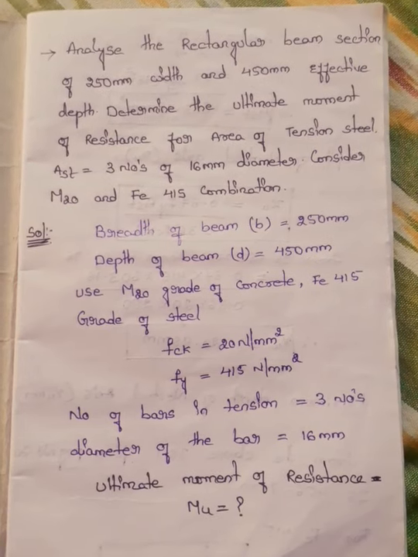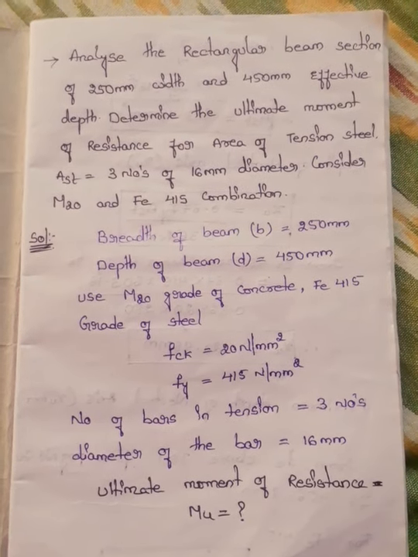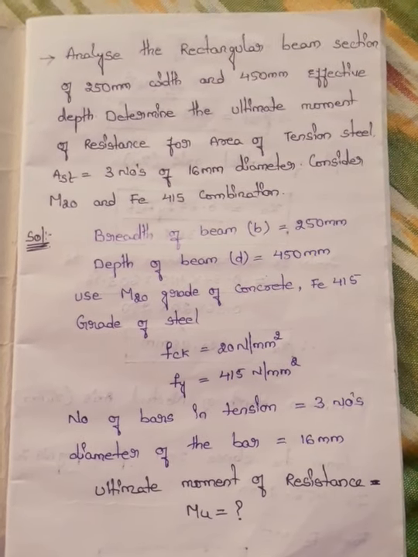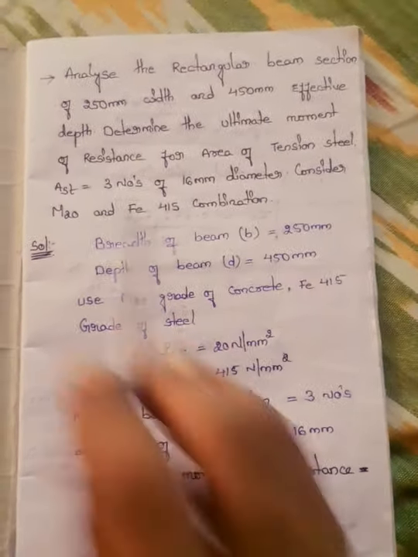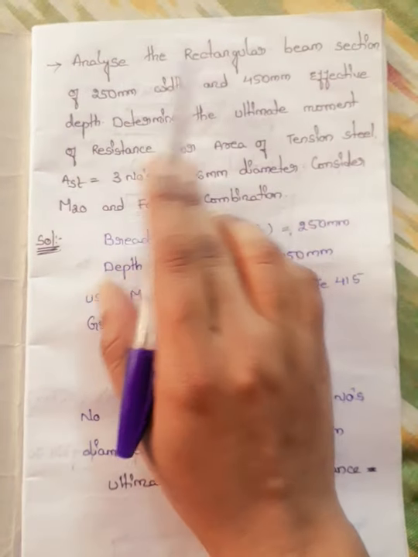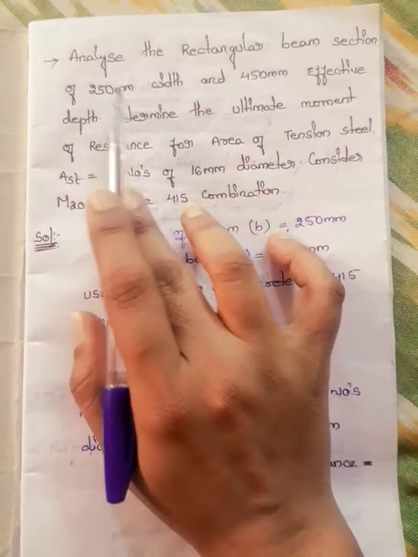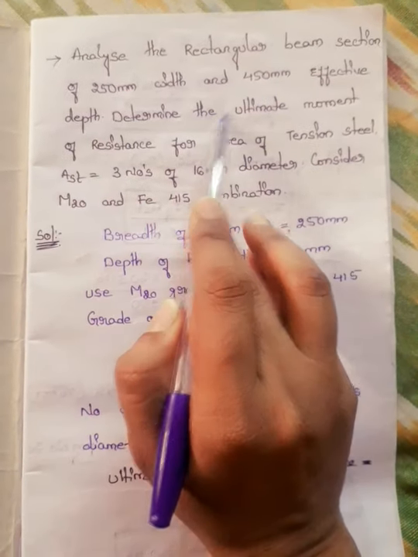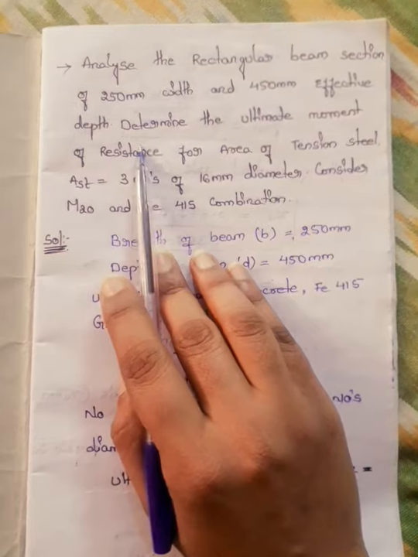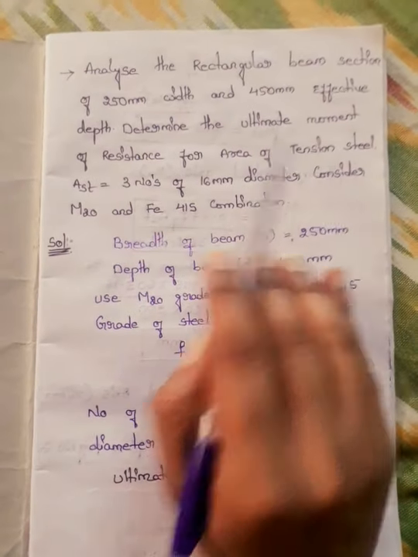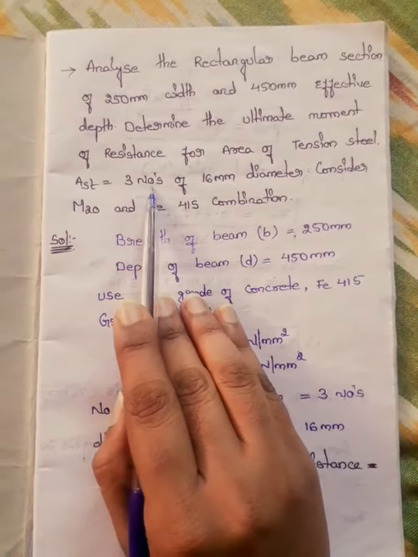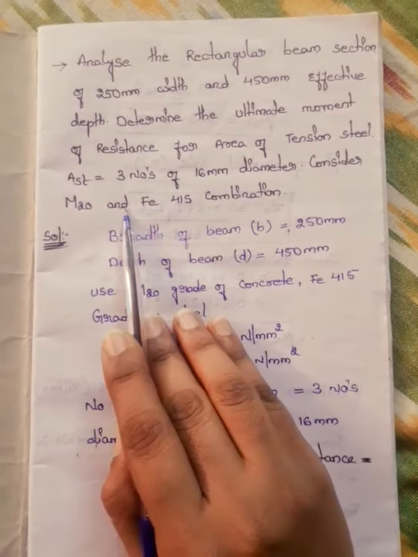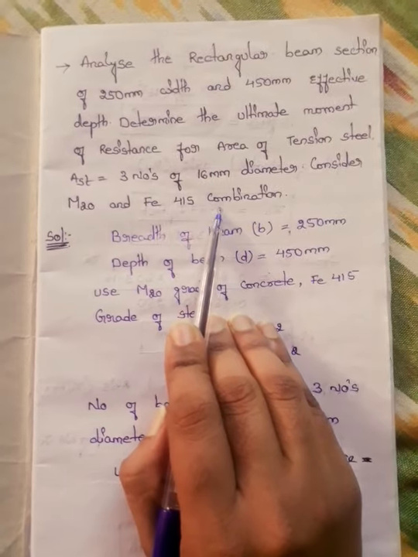So in this video, I am going to explain how to determine the ultimate moment of resistance for a rectangular beam. So we'll see the question here first. Analyze the rectangular beam section of 250 mm width and 450 mm effective depth. Determine the ultimate moment of resistance for area of tension steel AST, that is 3 number of bars, 16 mm diameter. Consider M20 grade and Fe415 steel combination.